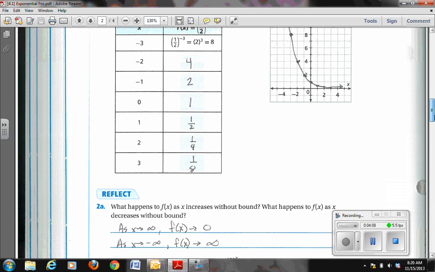Okay, so first though, in the reflect questions, they're going to ask you again what happens when x goes bigger and smaller. The end behavior off on the right is that it flattens out at 0. End behavior off on the left is that it goes up to infinity. So that's 2a on the reflect.